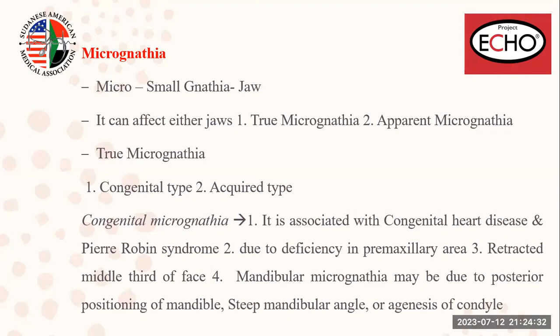The congenital micrognathia is associated with congenital heart disease and Pierre-Robin syndrome. These are conditions that might affect the child and be accompanied by micrognathia. It might also be due to deficiency in the premaxillary area or a retracted middle third of the face. Mandibular micrognathia may be due to posterior positioning of the mandible, a steep mandibular angle, or agenesis of the condyle. So it can appear due to multiple reasons, leading to this problem being congenital or seen right after birth.